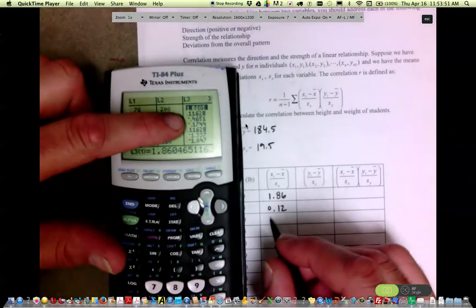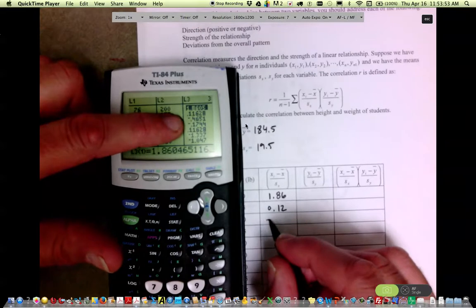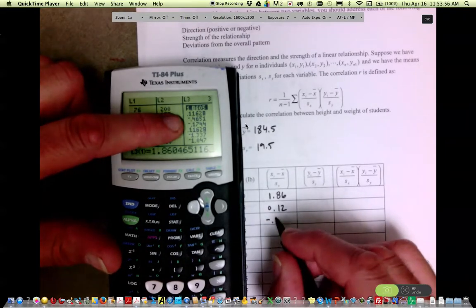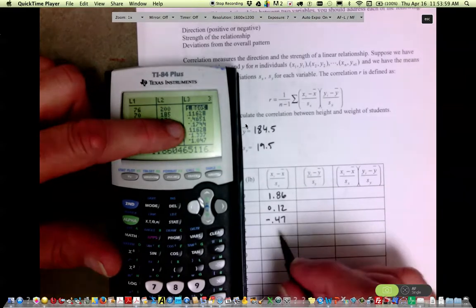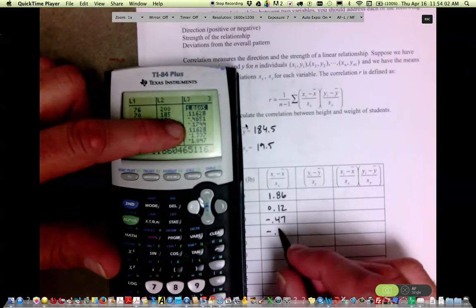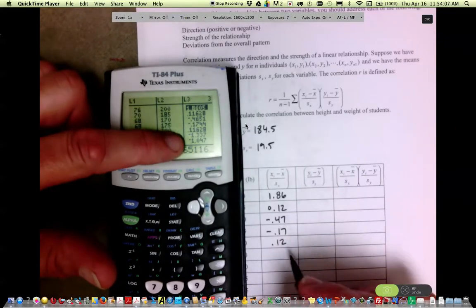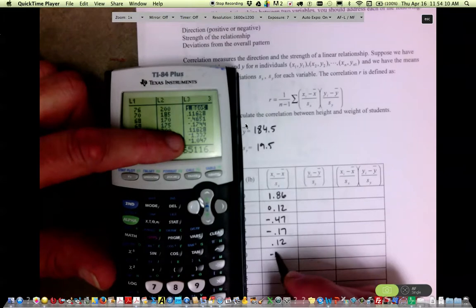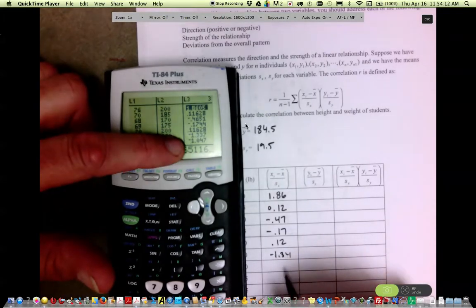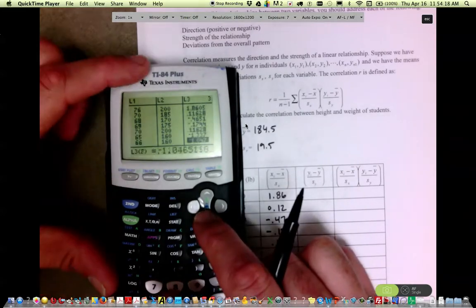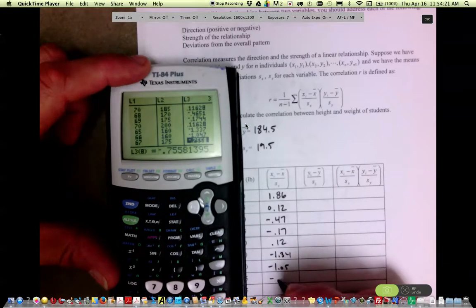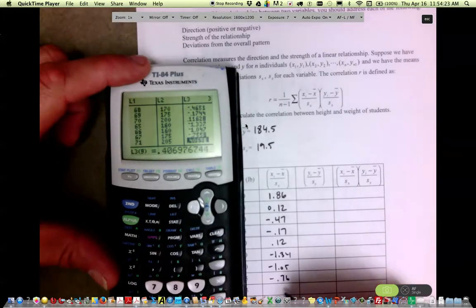So this next kid is a negative 0.465. I'm going to write him as 47. And then the next one is negative 0.17. The next one is a positive, I'm going to call it 12. The next one is a negative 1.34, and then a negative 1.05, and negative 0.76, and the next one, positive 0.41, and the last one is 1.28.